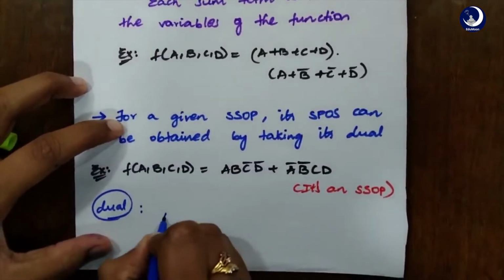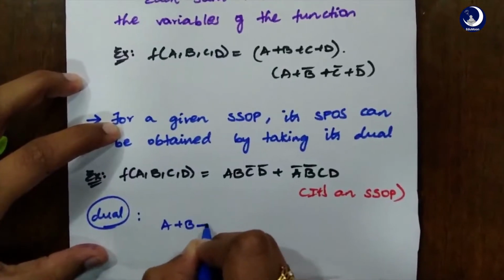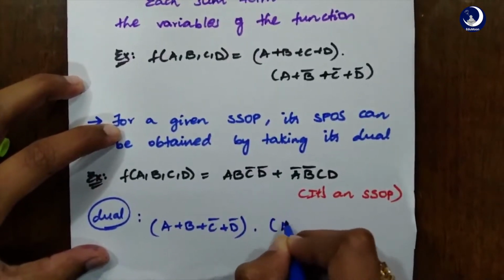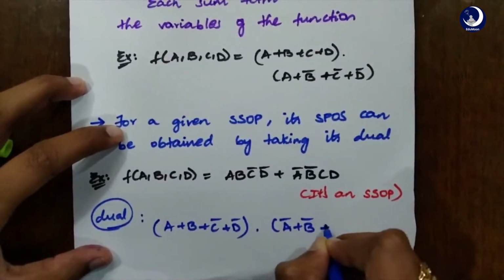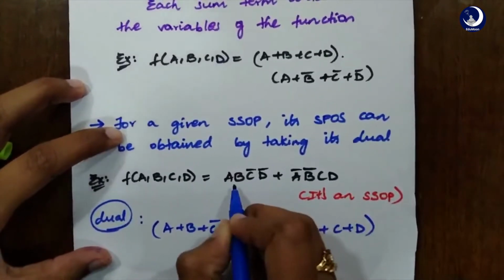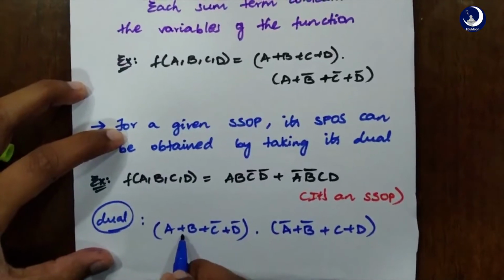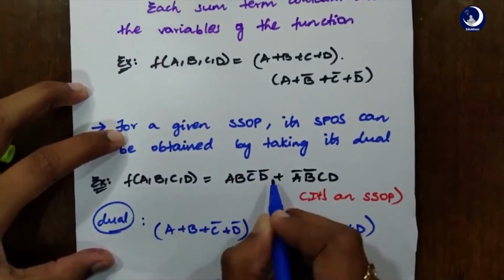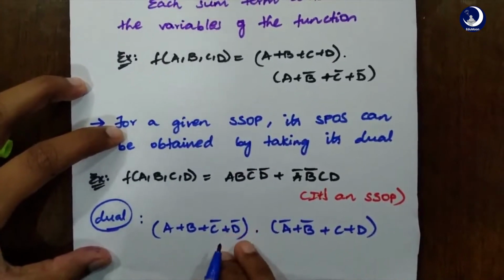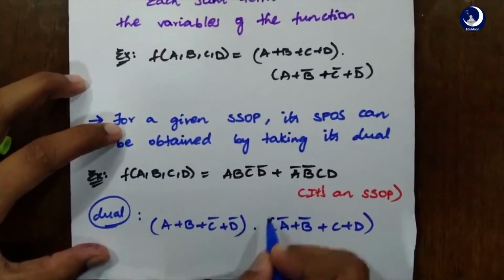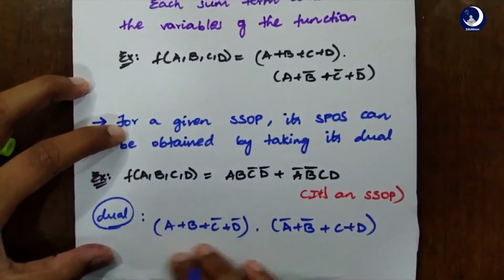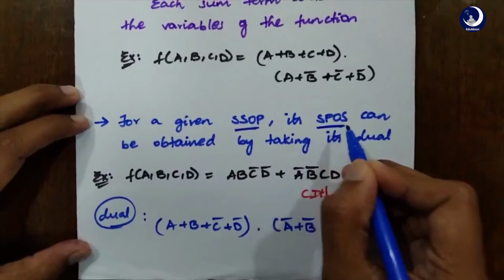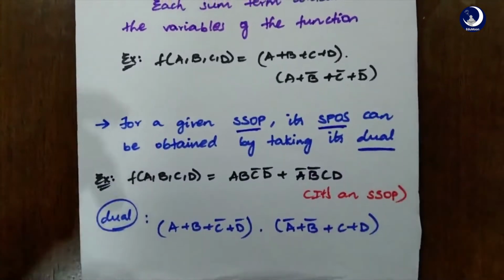Its dual form can be written as (a + b + c bar + d bar) · (a bar + b bar + c + d), because the dot in between them is converted to a plus, but the c bar remains as c bar and d bar as d bar, same. We are not dealing with their complements. Now here the plus is converted to a dot. I hope you are clear with this convention. So for any given SSOP, its SPOS can be obtained by taking its dual.